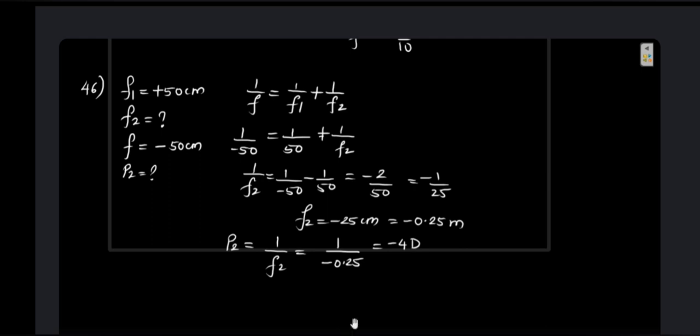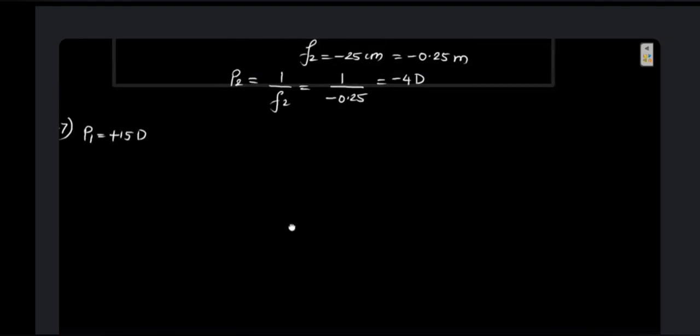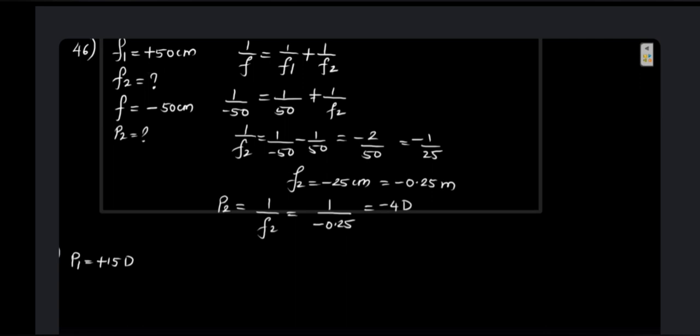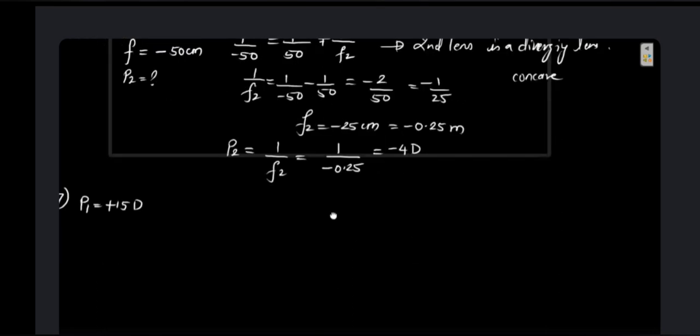Next question, question 47. By the way, they had asked for the nature of the second lens, right? So you have to specify over here that the second lens is a diverging lens, and the power you have found out, that is what they had asked. So just specify that the second lens is a diverging lens, or you can also say it is a concave lens, no problem.